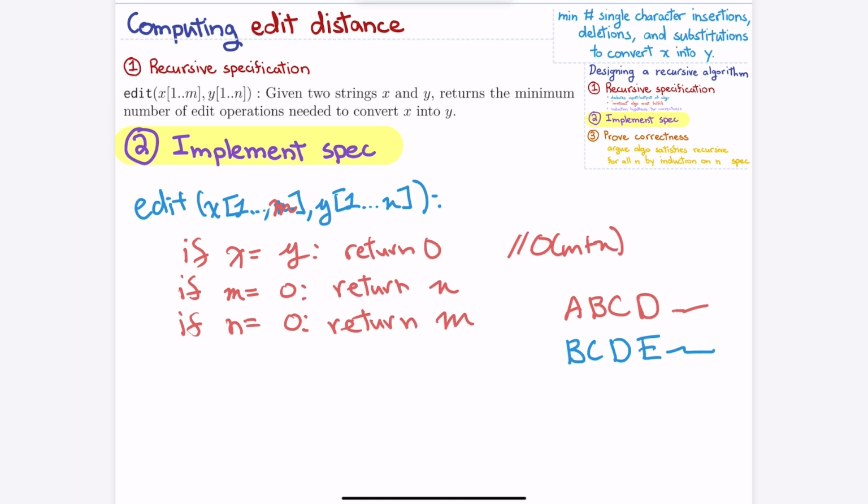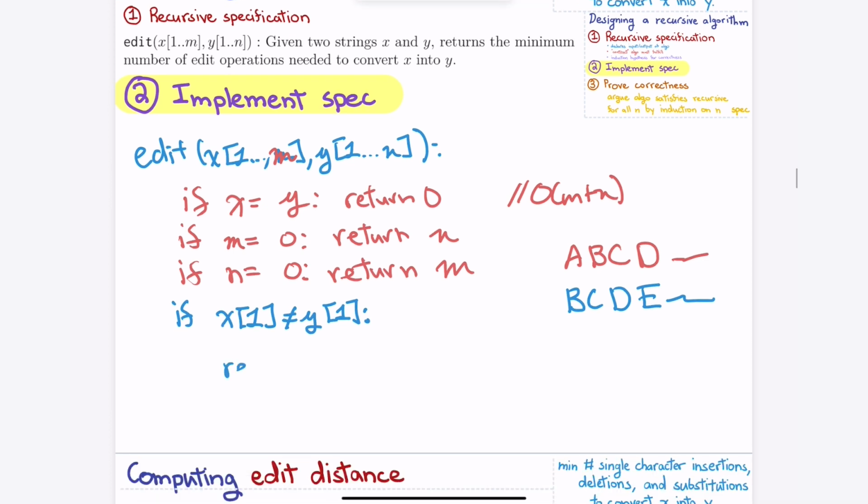So an okay place to start is to look at the first characters of the two strings. Suppose they're not equal. And that's one case. They're either equal or not equal, right? So if they're not equal, what should I do? Like maybe this is X, this is Y, A is not equal to B. So this could be 1 plus edit on the rest of the strings. So this would, I guess, correspond to a substitution where you're just replacing the first character of one with the other.